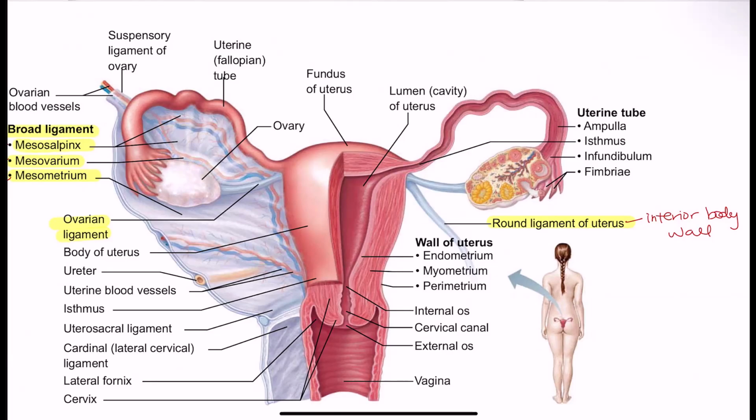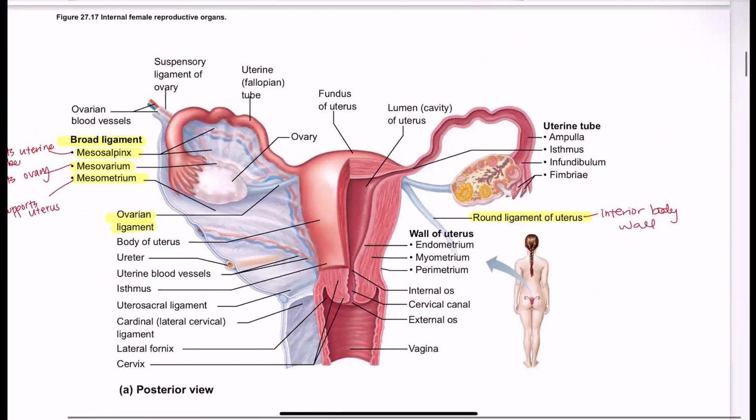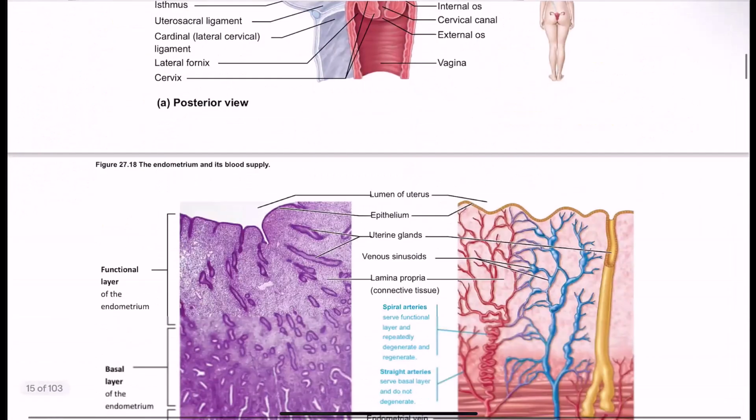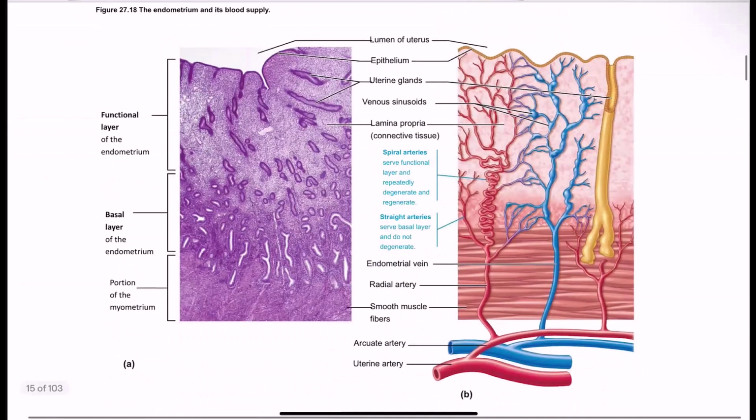Okay, remember, I want you to think back to the endometrium because I have a picture for you of the endometrium. Here's a picture of that endometrial layer of the uterus. Notice how richly vascularized it is. Lots and lots of blood flow here. But the important thing is that we have some layers.